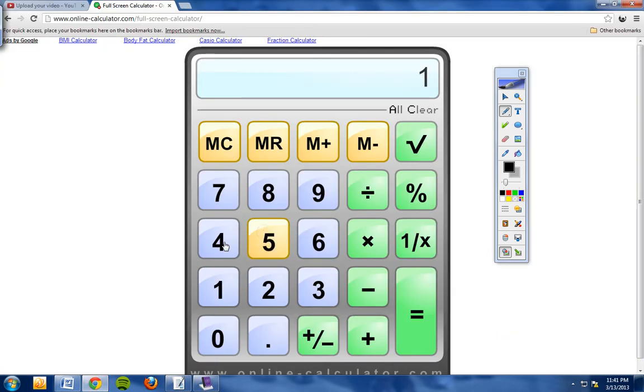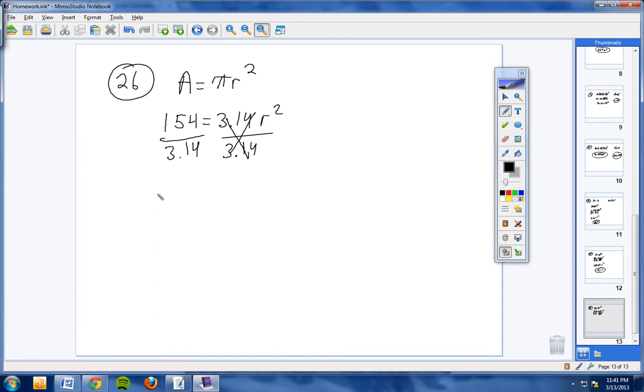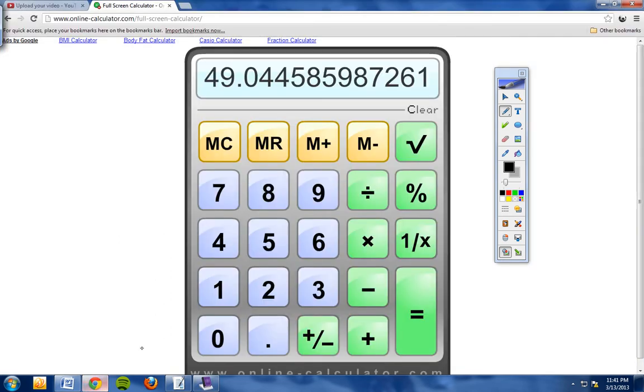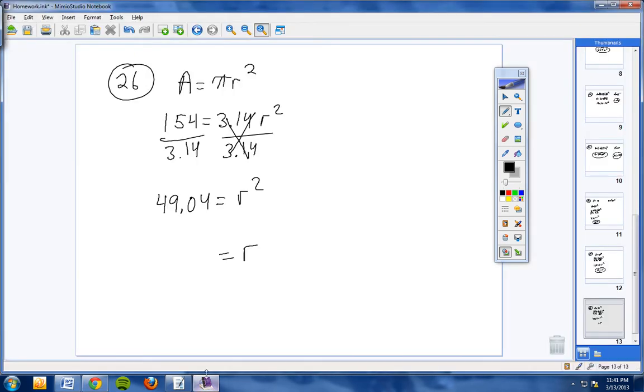So 154 divided by 3.14, and that would give us 49.04. So 49.04 equals r squared. Now we're going to take the square root of both sides. The square root of r squared is r, and the square root of this number here would be 7.00. So we're just going to go ahead and say 7, and that would be feet. 7 feet is your answer.